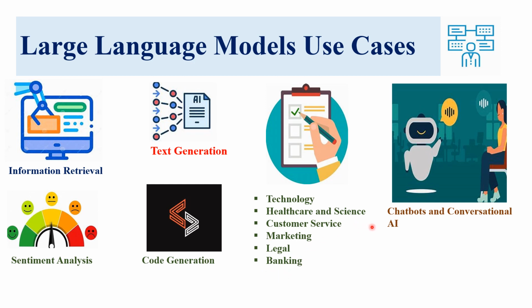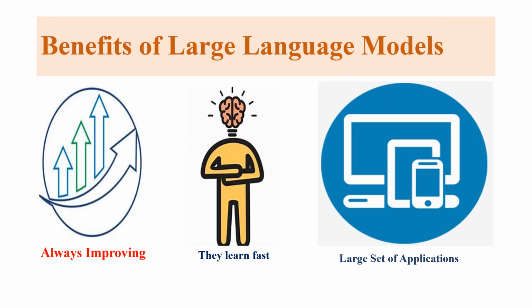Then in the legal part, it can assist lawyers, paralegals and legal staff. Then in banking, it can help in detecting fraud and can support credit card companies. Or finally, it's the chatbots and the conversational AIs. Then what are the benefits of these large language models?